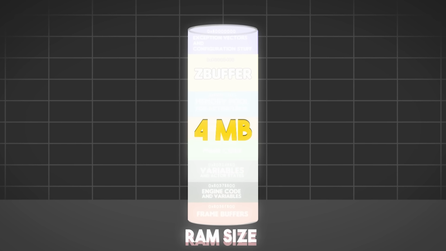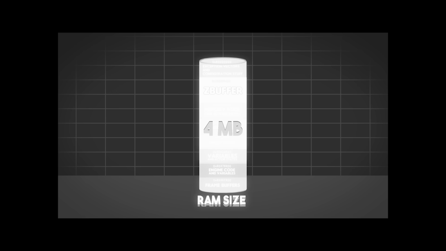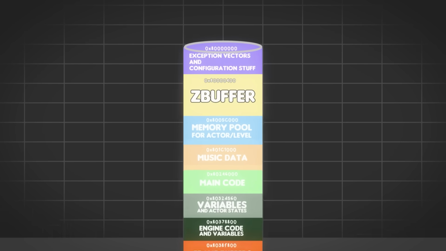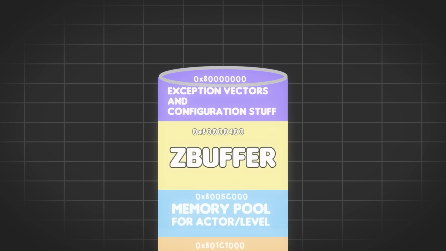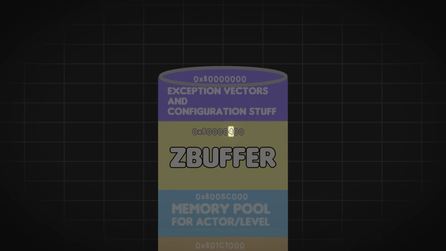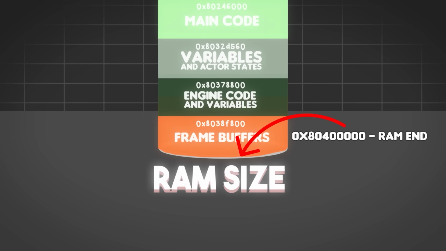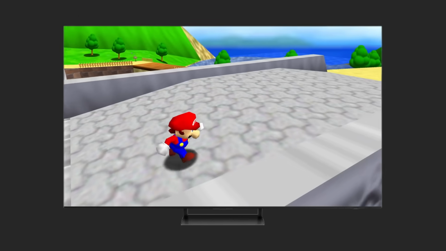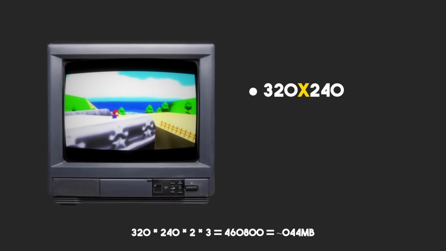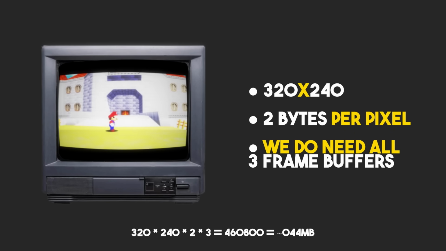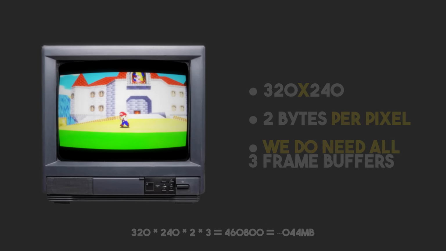We will start at the very end of memory, because trust me, this will make our life a little bit easier. The last address in memory is hex 80400000. The 4 stands for the 4th megabyte. In the RAM map, you can see that the frame buffer goes from hex 8038F800 to the end of memory, which is around 0.44 megabytes. Since Mario 64 outputs a 320 by 240 image and has 2 bytes per pixel and is triple buffered, which we need it to be, there's really not much we can do about this.